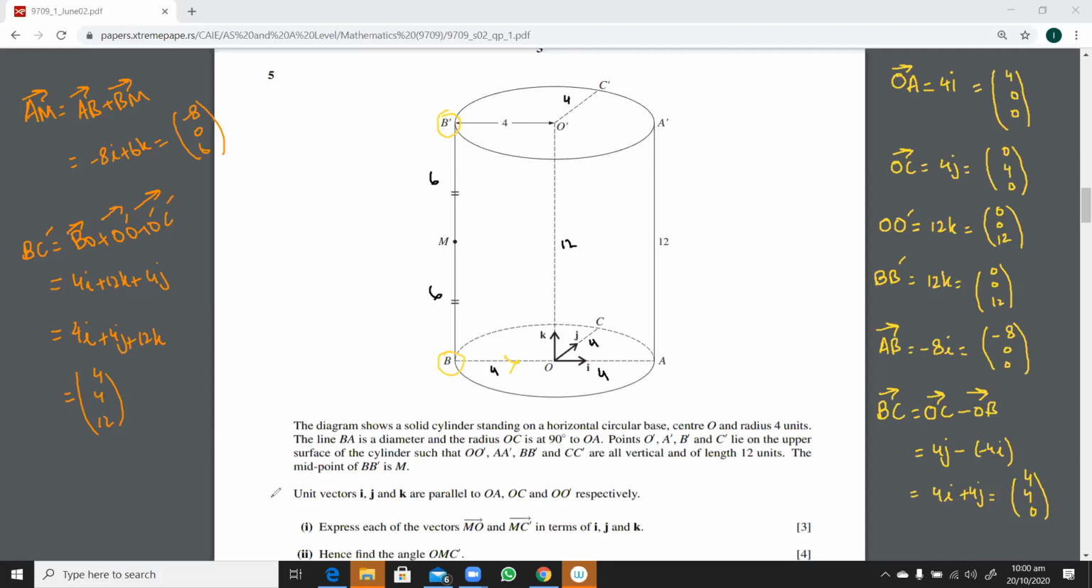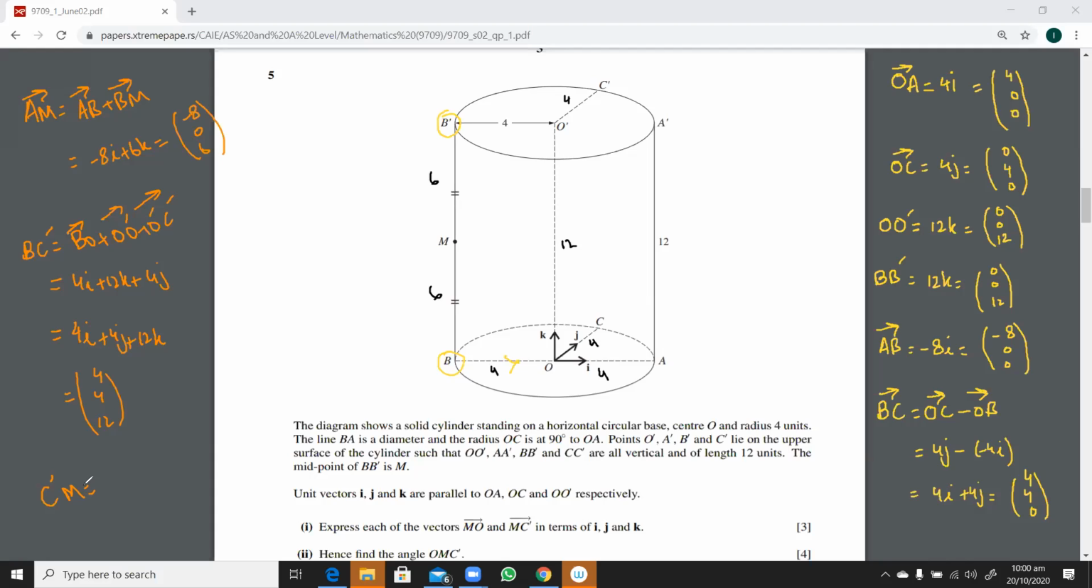Who will tell me what is MC dash, or let me ask you, C dash M? What is C dash M? Yes, C dash M: 4j minus 4i minus 6k.